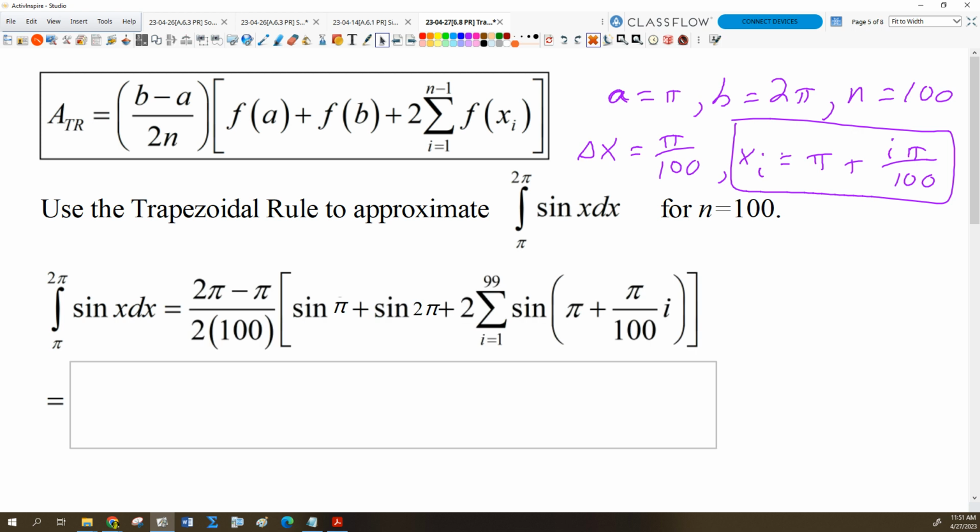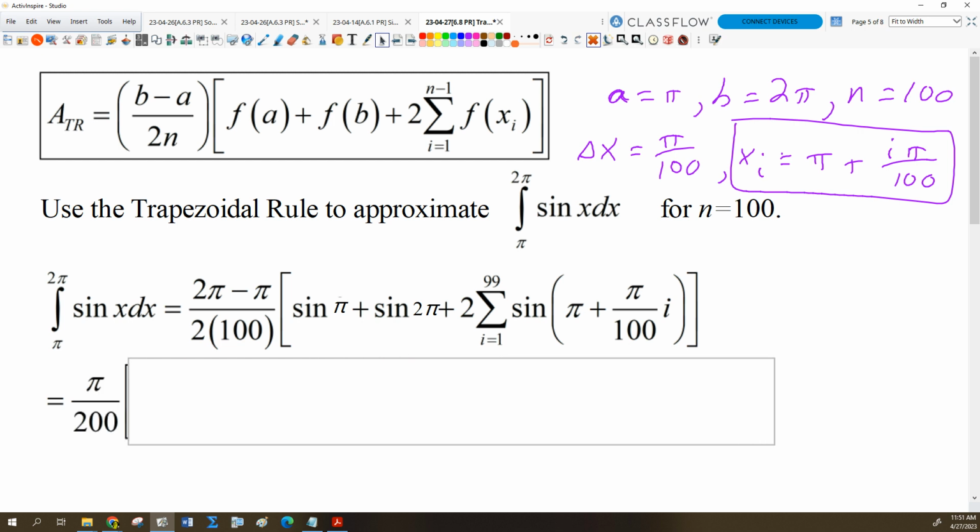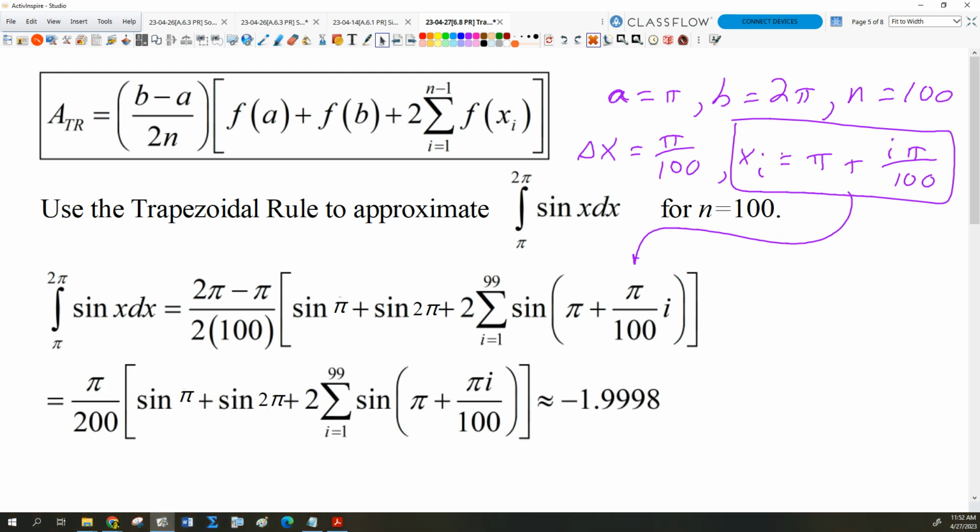So when I add this thing up then, I'm just going to plug and chug, right? Out front I get b minus a over 2n, so I get pi over 200 times f of a plus f of b. So sine, I start at the endpoints, sine of pi plus sine of 2 pi plus 2 times the interior sum, the sine of x sub I as I goes from 1 to 99. 2 times that sum though, because I'm double counting each of those, right? And if I just plug all that stuff in, I get that. Yep.